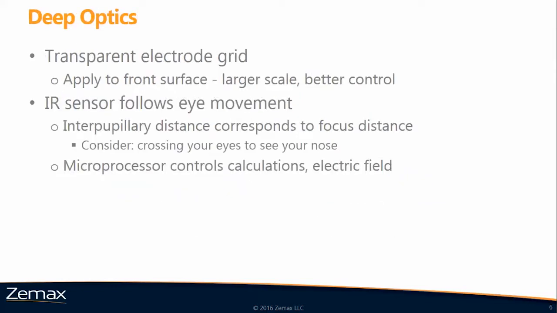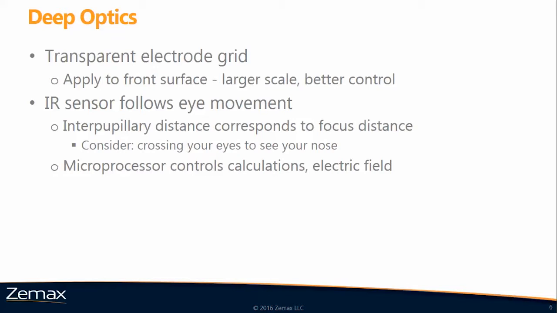Although dynamically controlled lenses of this design have been used in the past, a startup company, Deep Optics, has proposed a method for incorporating them on a scale of eyeglasses. Their design applies a transparent electrode grid to the front of the liquid crystal rather than the edges, such that there is better control over the voltage profile and its corresponding index gradient.